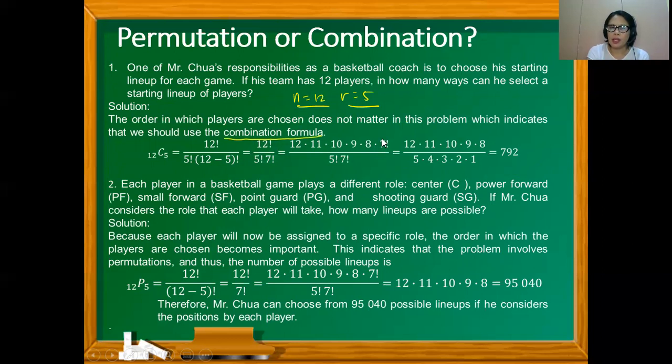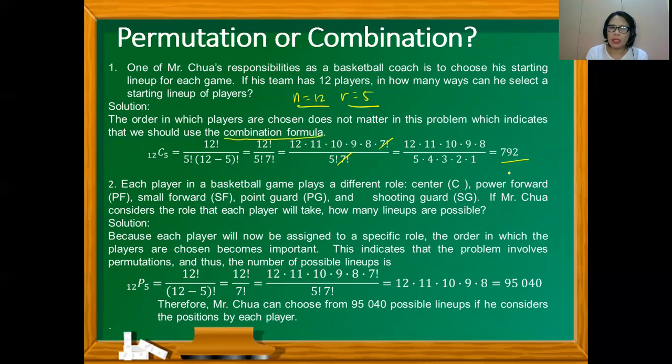Expanding the 12 factorial until 7 factorial because there's this 7 factorial in the denominator, and then canceling both 7 factorials here. So we got this value. And we know that 5 factorial is 5 times 4 times 3 times 2 times 1. Simplifying the value, we will come up with 792. So there are 792 ways Mr. Chua can select his starting lineup of players.